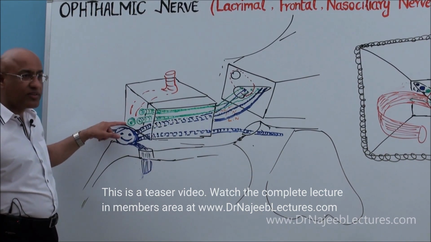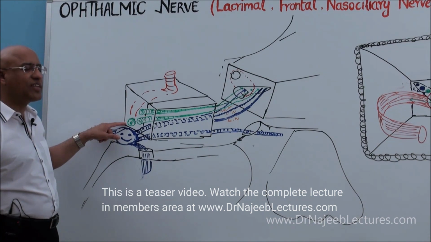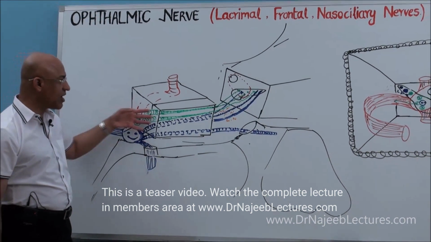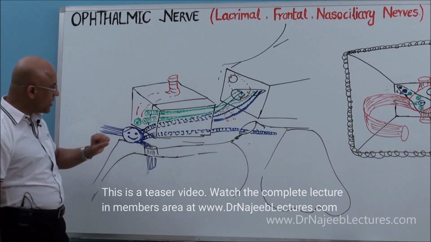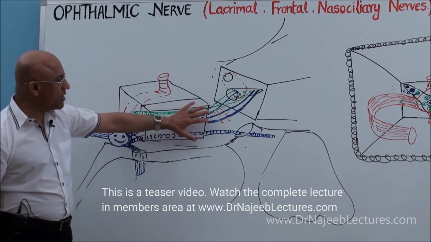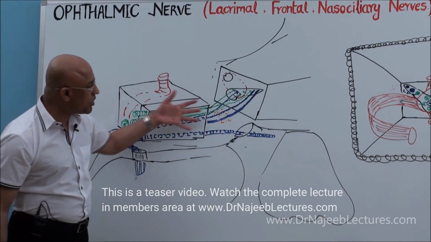Sixth nerve. Six is sexy. It loves to go through the cavity. None of them is sexy. They are all going through the wall. Right?